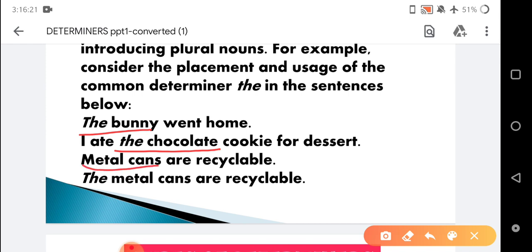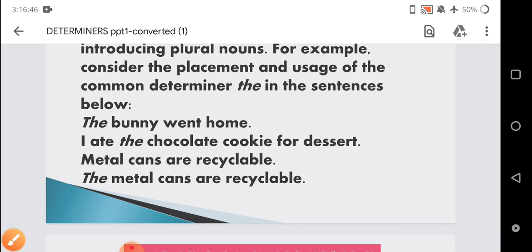Look at the last two sentences. We are saying metal cans and the metal cans. When we want to be specific about metal cans, we may use the determiner the and say the metal cans are recyclable. Otherwise, we can simply say metal cans are recyclable.